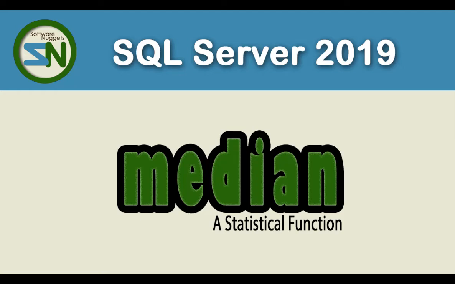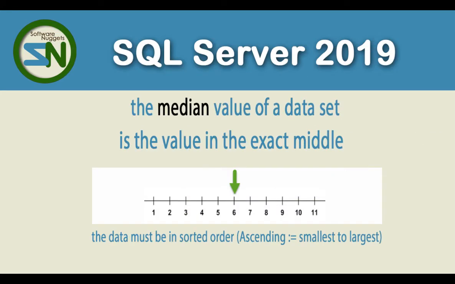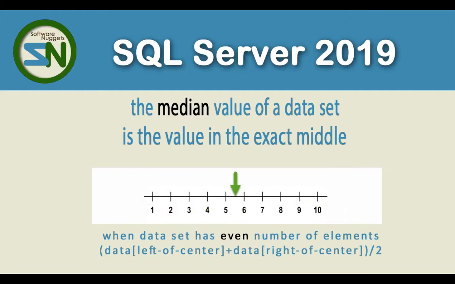In this video, we're going to write the statistical function median. The median is the exact middle. Notice here we have an odd number. 6 is the absolute middle. When the data set has an even number of elements, all we have to do is do a little math. Here you can see the median value is 5.5.